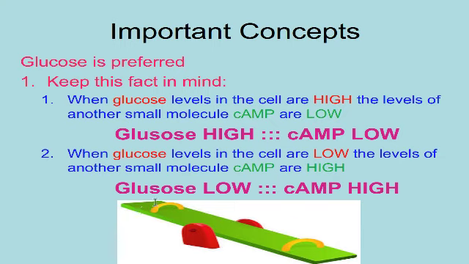We can use the analogy of a seesaw to understand that. When glucose levels are high, the levels of cyclic AMP are low. And the converse is also true. When glucose levels in a cell are low, then the levels of cyclic AMP will be high. So this relationship is very important for you to keep in mind.